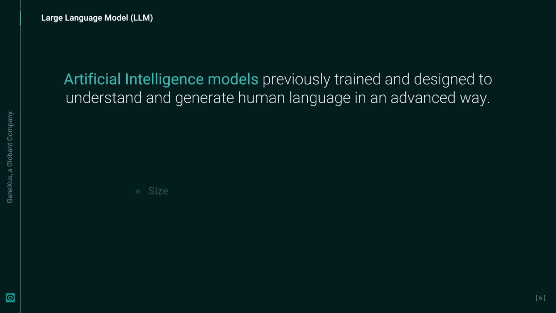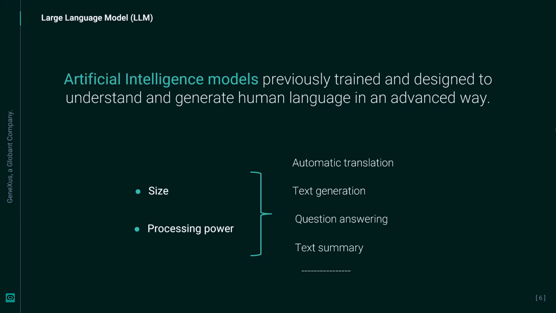The distinguishing feature of these models is their size and processing power. They use deep neural networks and are trained with huge amounts of textual data, which enables them to learn complex patterns in human language.